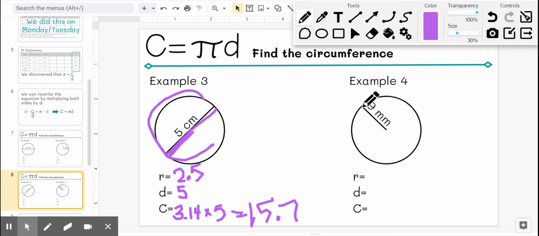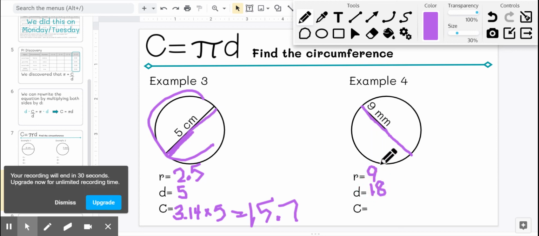All right, and the last one here, this one gives us the radius. Halfway across the circle is the radius. So then the distance all the way across would be 9 plus 9, which is 18. And then for the circumference, we're going to do 3.14 times 18, which is 2. Nope, that can't be right. Let me try again. Pi times 18. There we go. This answer looks better. 56.52.